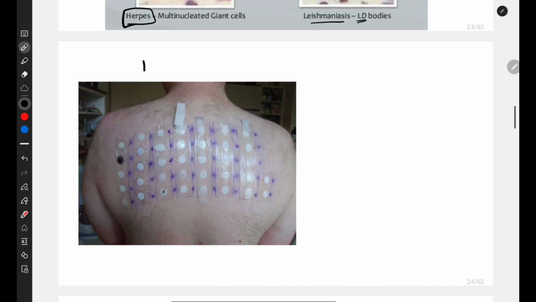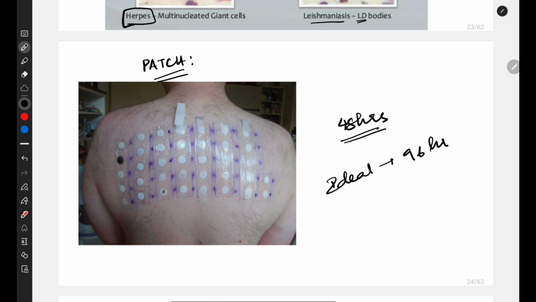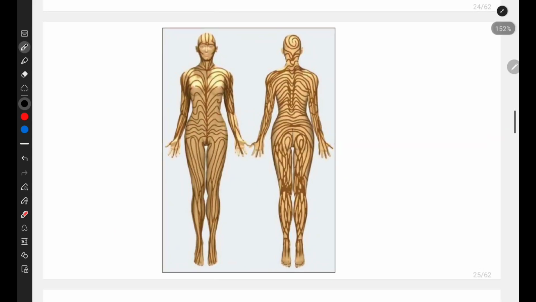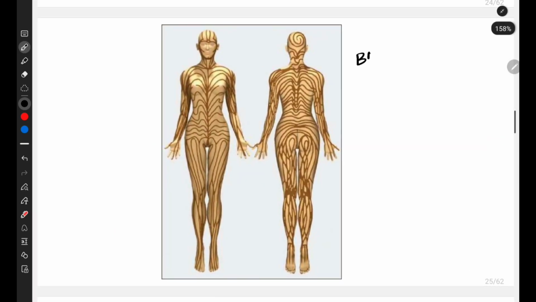And coming to patch test, this is done to identify which allergen is causing the allergic dermatitis. So this one will mostly be stuck onto the upper back and left for 48 hours. It should be read after 48 hours. The most ideal time is after 96 hours. Then this will show whether the person has type 4 hypersensitivity reaction.